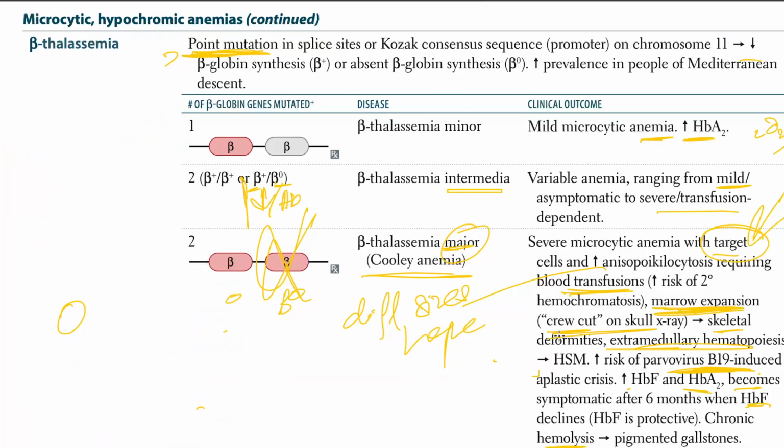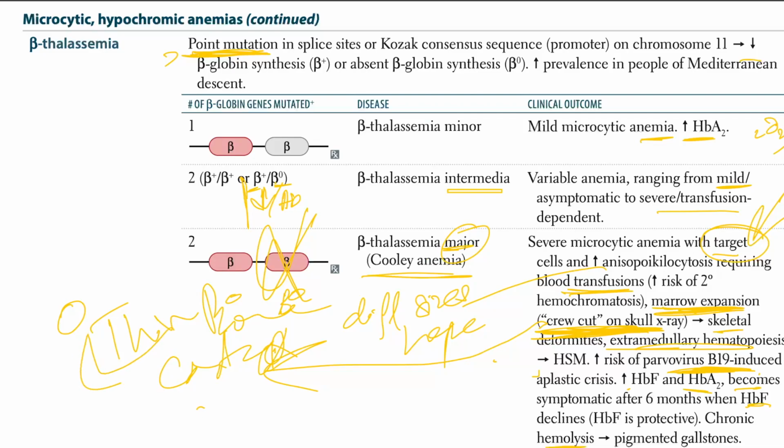Marrow expansion, seen as a crew cut on the skull X-ray, will thin the bone's cortex, can impair bone growth, and also causes pathological fractures. And this is not only in the skull but also the vertebrae.